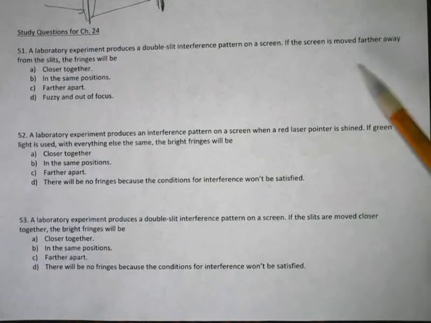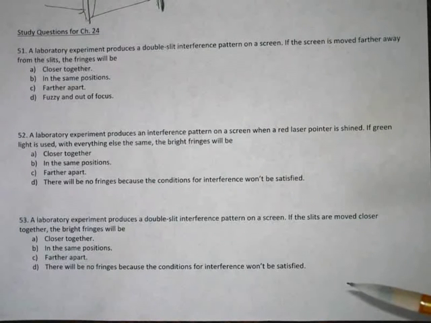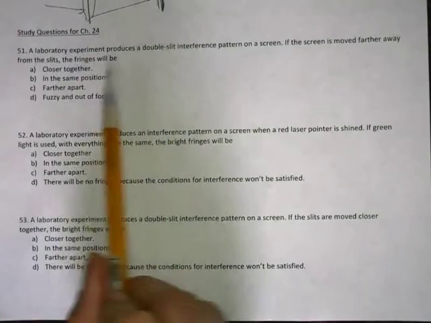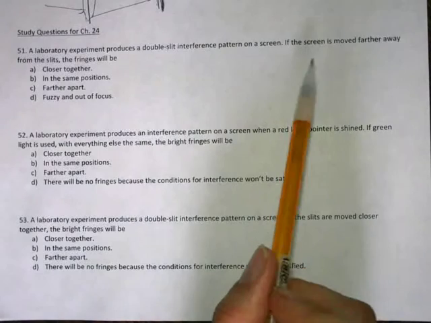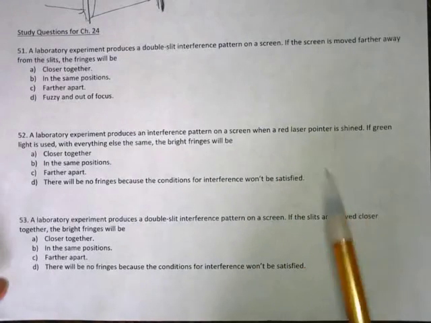Next up, we have 3 problems in a row that are basically the same equation, just thinking about it a little bit differently each time. So we're thinking about the wavelength nature of light in a double slit experiment. And so we have a double slit pattern on the screen. The screen is moved farther away from the slits. What will happen to the fringes?